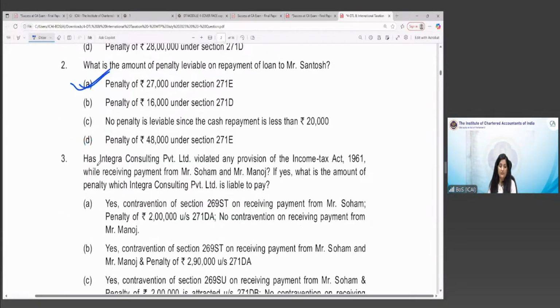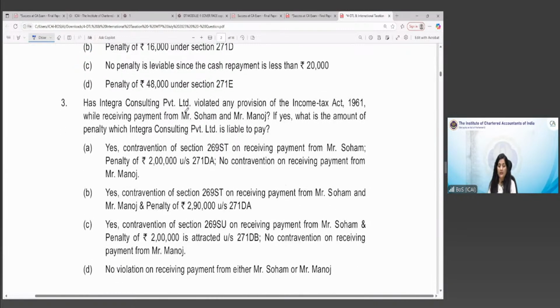Then next question is, has Integra Consulting Private Limited violated any provision of the Income Tax Act while receiving payment from Mr. Soham and Mr. Manoj? If yes, what is the amount of penalty which this company is liable to pay? किसको पे कर रही है? तो सोहम एंड मनोज की.